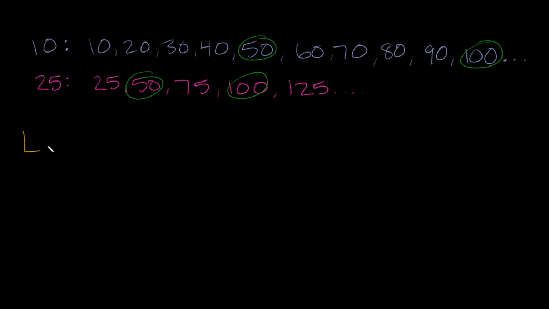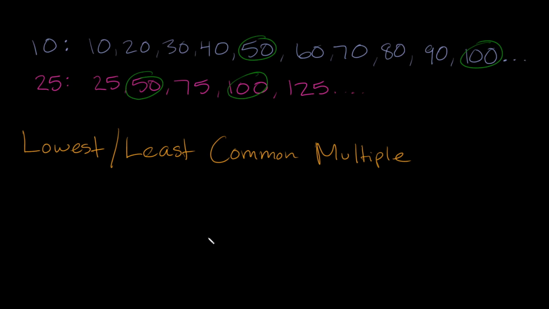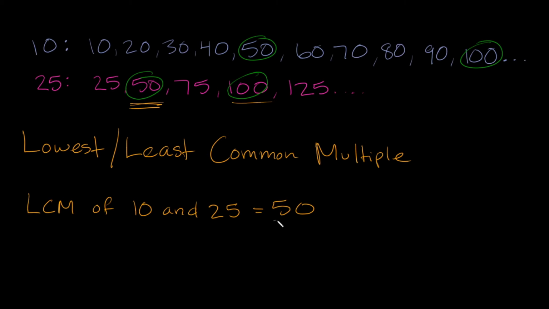Okay, but if I'm looking for the lowest or the least common multiple, that means I want to pick the smallest multiple that they have in common. So in this example, would that be 50 or 100? Well, obviously it'd be 50, right? Because 50 is smaller than 100. So the least common multiple of 10 and 25 is equal to 50.